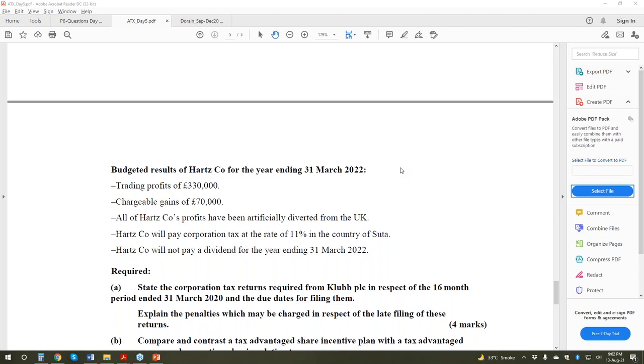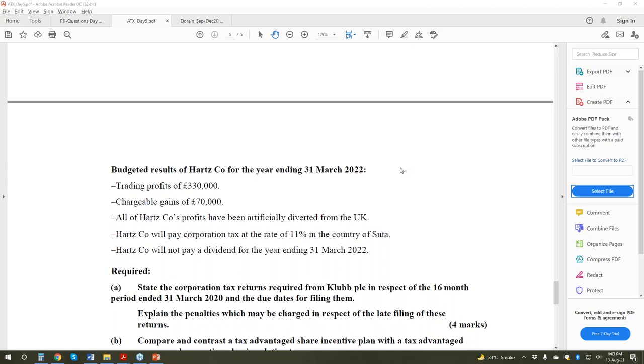The answer is no. Why? Because the total profits are although less than the 500,000, but out of that, the non-trading income, which does not come from the activity for which you are trading, that is chargeable gains. So chargeable gains are not coming from activity. They have been realized because you might have sold something which you bought earlier at a higher price. So the chargeable gain is a non-trading income, and it is more than 50,000. Both conditions need to be fulfilled. Therefore, the company will not be able to claim the low profit exemption.